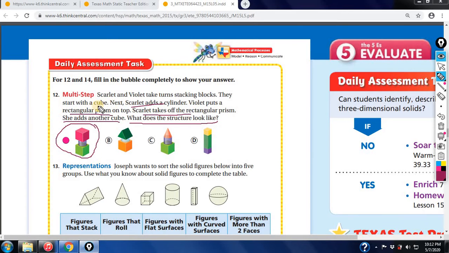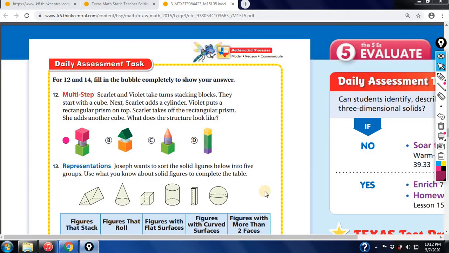Now, I get this a lot for this one when they say, no, none of these are right because none of them have a rectangular prism on top and then the cube. Well, that is true, but you have to read this part here. They take it off. I hear that one several times.